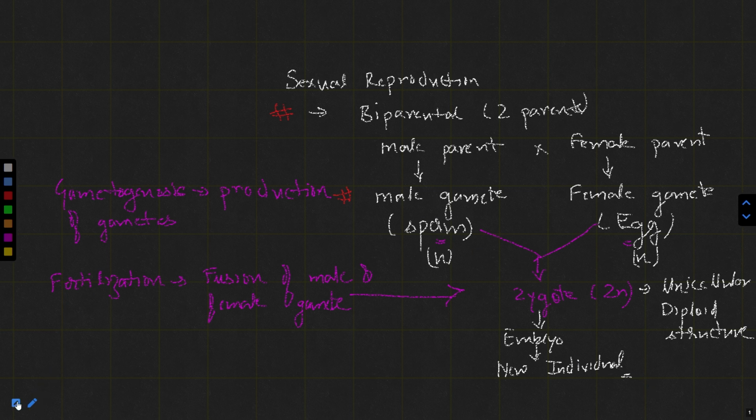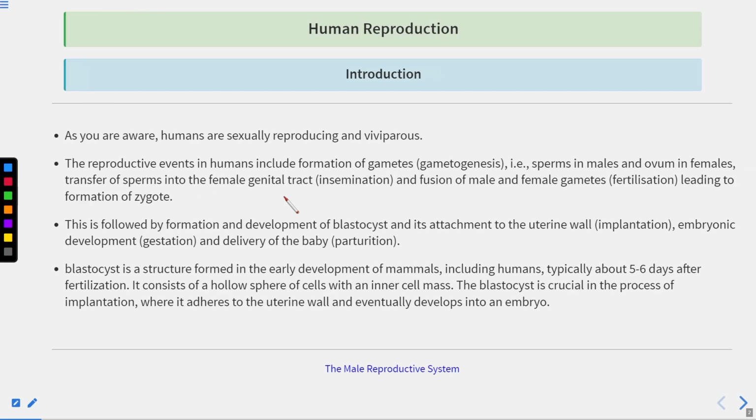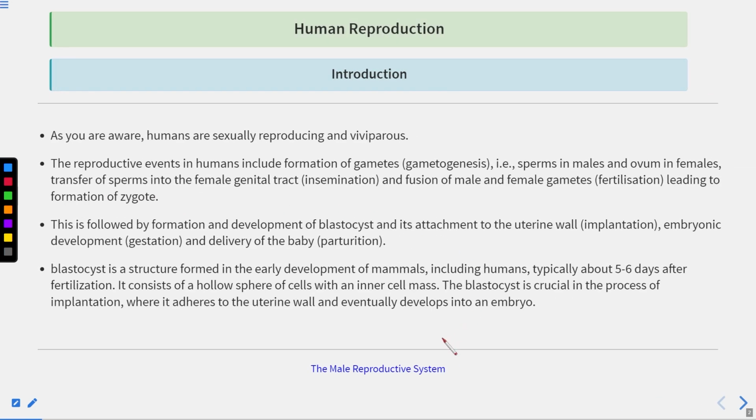Now first we'll talk about the male reproductive system in this lecture. The male reproductive system is involved in the production of the male gametes, which are known as sperms. We are aware that humans are sexually reproducing and they are viviparous. What is viviparous? It means they give birth to the young ones.